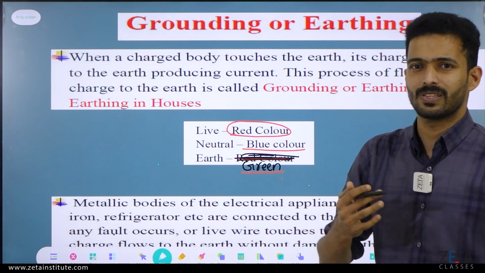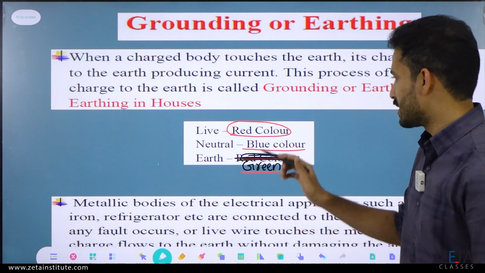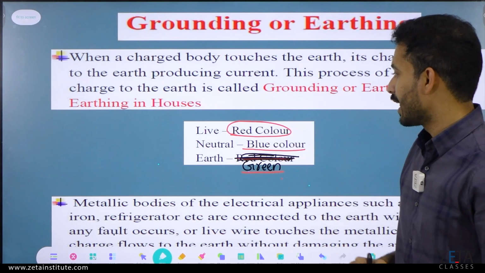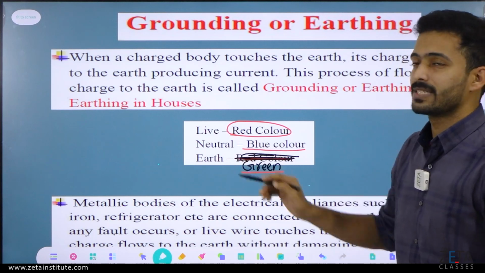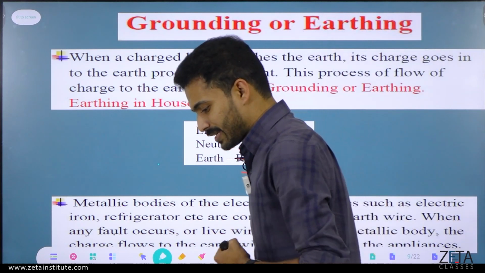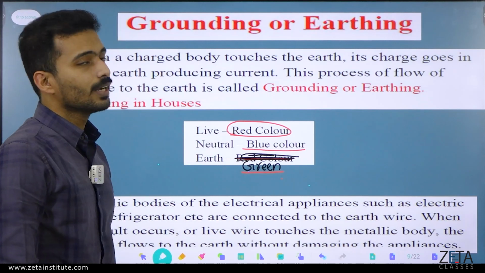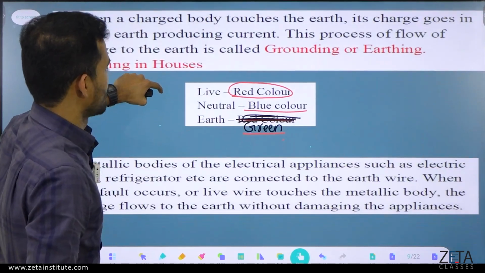So we are familiar with those colors, those wires. Okay, one is in red color, that is the live wire. Then the other one is blue color, that is the neutral wire. And the other one is in green color, that is the earth wire. Then my question: what is the use of this earth wire in electrical appliances?